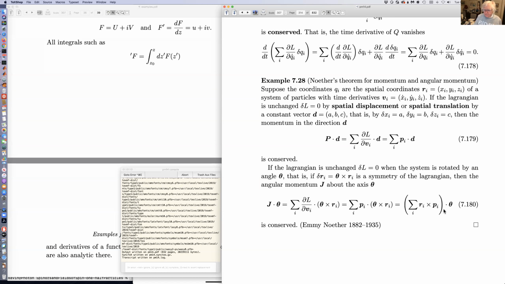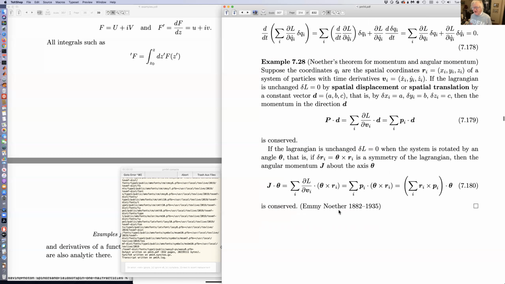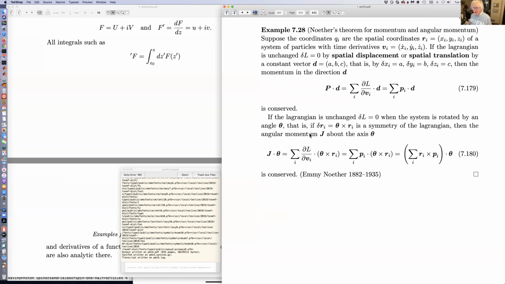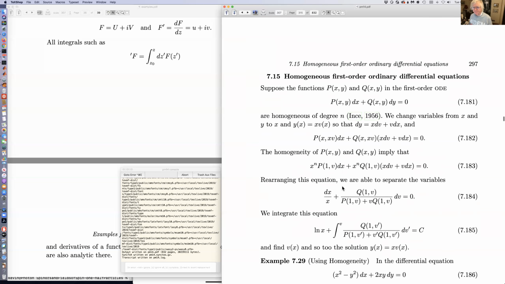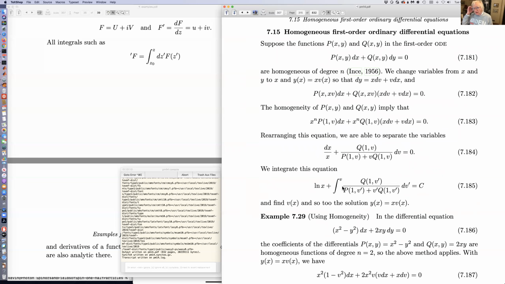Okay, so what you have then is that angular momentum is conserved when the Lagrangian is unchanged under rotations. And I'm just wondering whether this might be a typo in 7180, so I will check that. We have 3 minutes left.